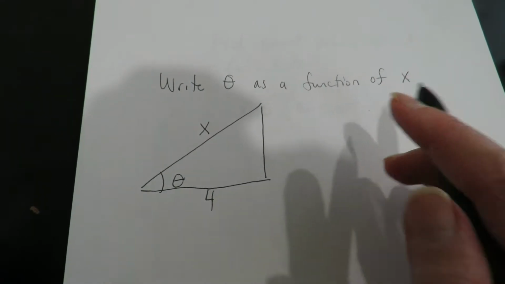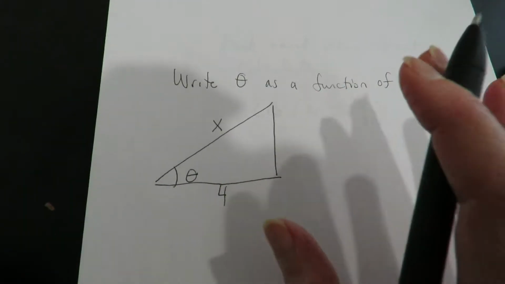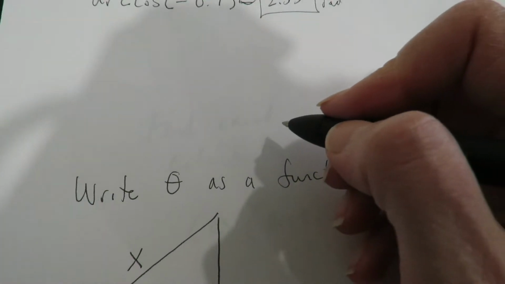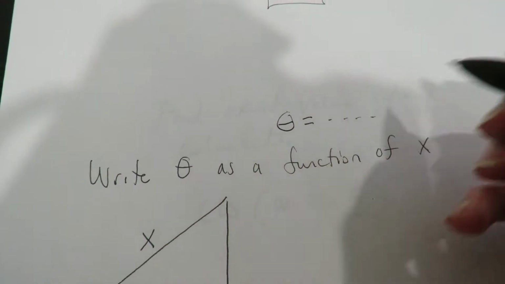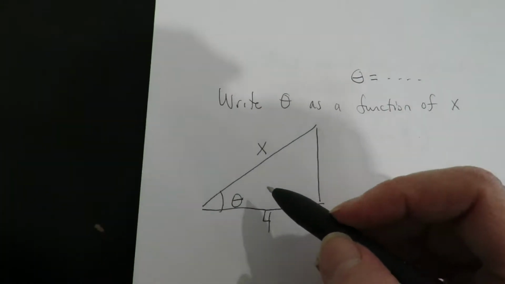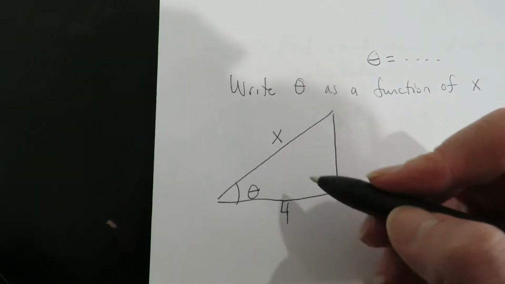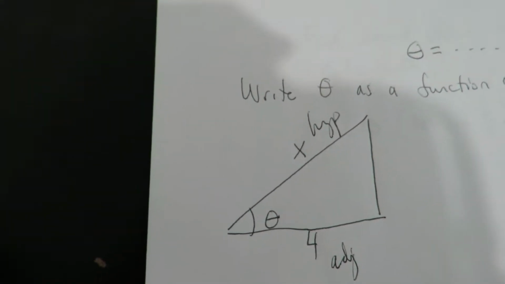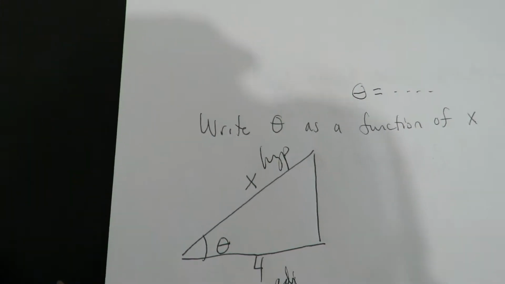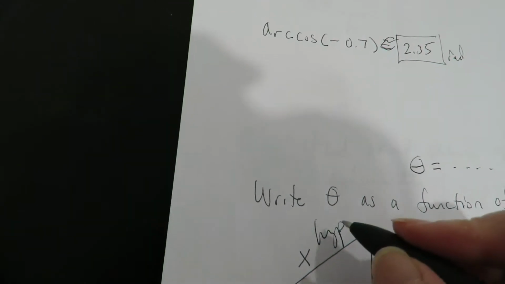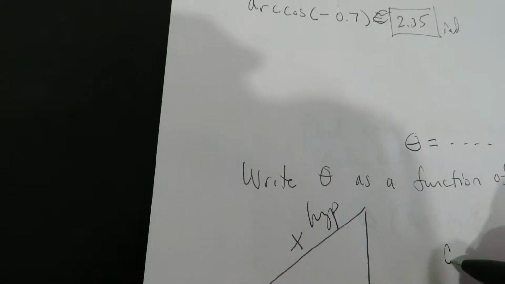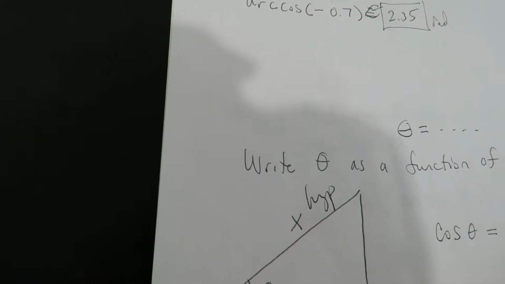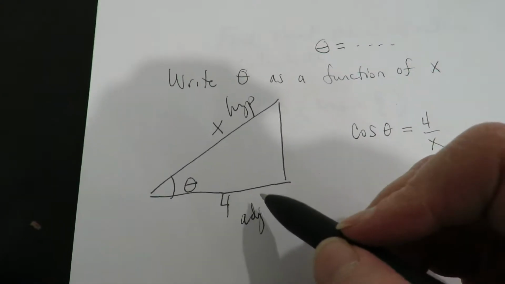Write theta as a function of x. So they're not asking you to solve anything here, they just want you to isolate theta. They want the answer to be something like theta equals blah, blah, blah. The first thing you want to do is figure out what sides you have. I have the adjacent and I have the hypotenuse. Those are the 2 sides that I have. So I'm going to start by figuring out what trig function is going to make that. Adjacent over the hypotenuse is a cosine. So cosine of theta equals 4 over x.